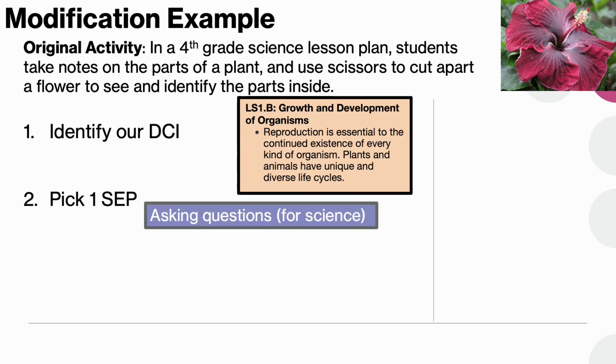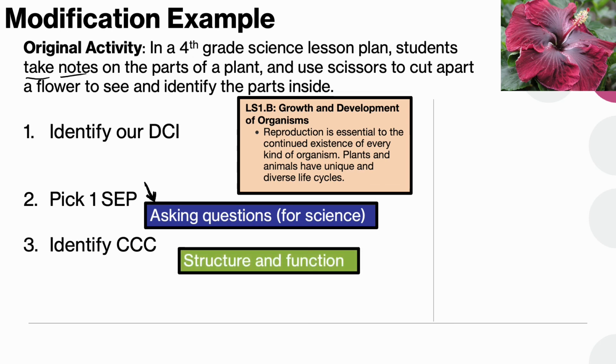They're going to pick one SEP. I thought for this, because it's an intro lesson, because in the original version they take notes on the parts of the plant, that asking questions would be a really good SEP to explore for this lesson. And I identified the CCC of structure and function. And this is just the idea that things that are built a certain way tend to have a function that corresponds to their structure, and flowers are no exception to this.